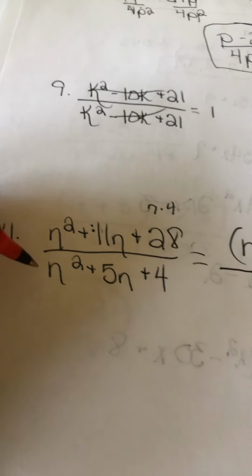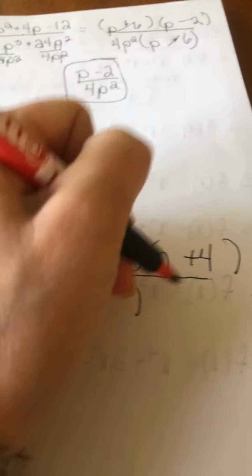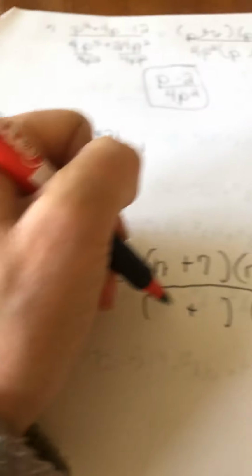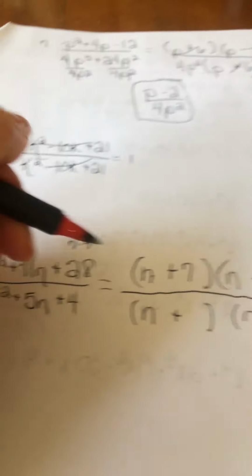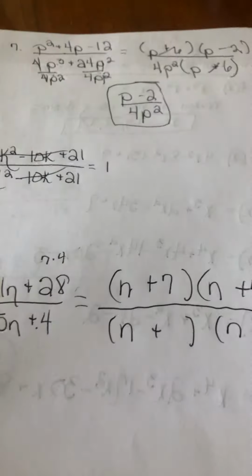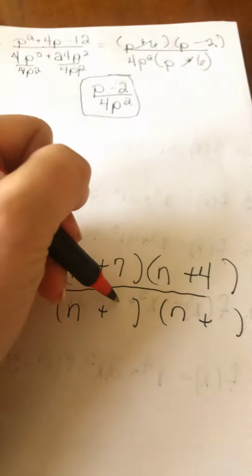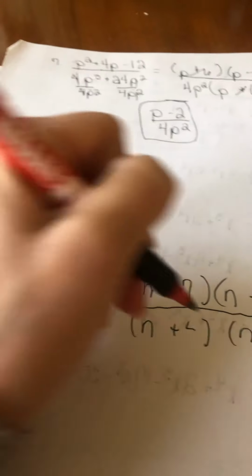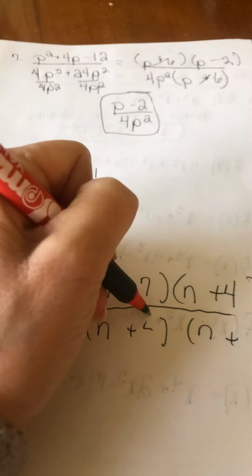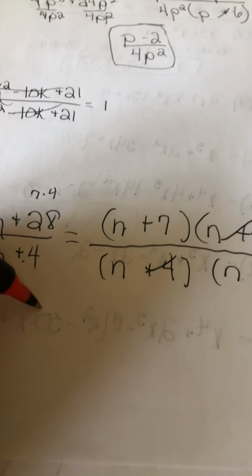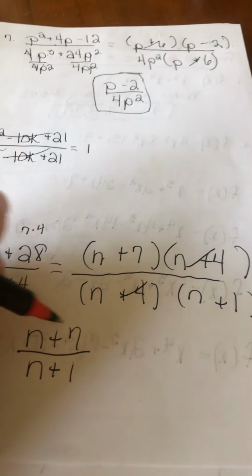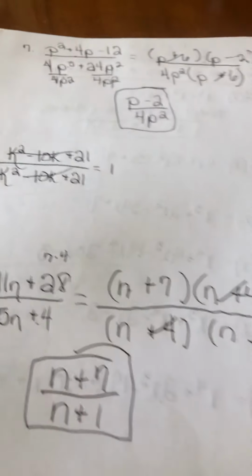And then this one here, everything is positive again. So easy enough. Factors of n squared is n and n. And now factors of 4 that add to 5. And so that would be 4 times 1, because 4, excuse me, messed up on that one. Yeah, that's right. 4 times 1 is 4, and 4 plus 1 is 5, sorry. And then, of course, we can cancel out those, and we are left with n plus 7 over n plus 1, and easy breezy.